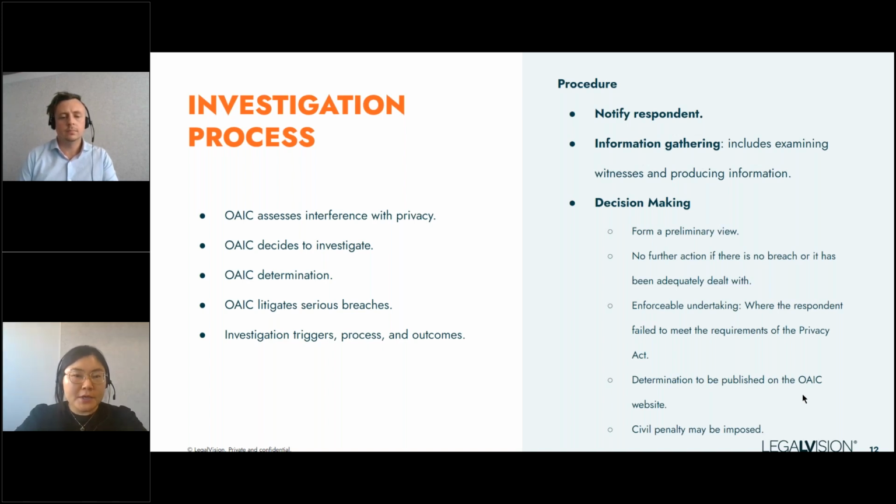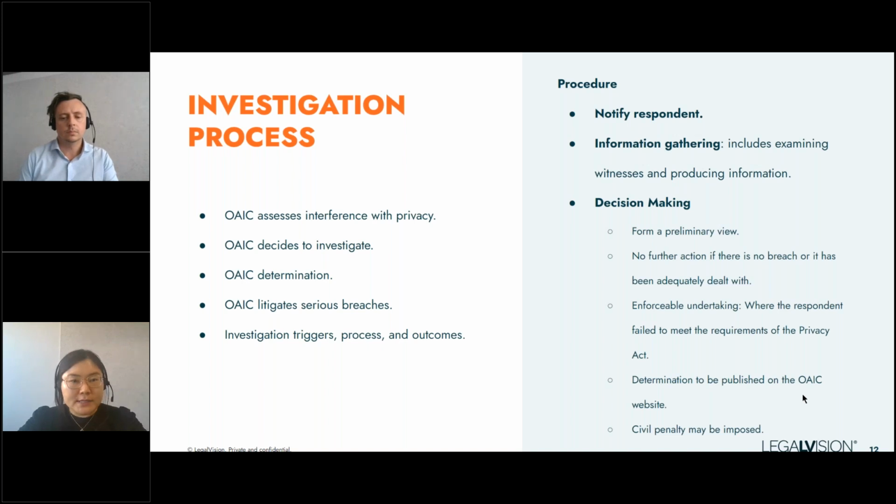And when will the Commissioner start an investigation? It might start an investigation where there's been a complaint by an individual or an organisation, there's been a referral from another regulator or government body, there's been media reports getting public attention, there's been a report from an informant or a whistleblower, or where it's identified a breach from another investigation.